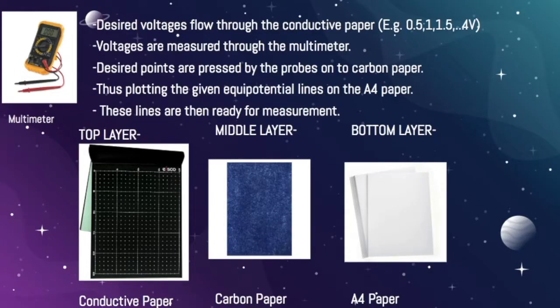In our experiment, the desired voltages flow through the conductive paper. For example, voltages that we measured were half a volt, 1 volt, 1.5, all the way up to 4 volts. Voltages are measured through the multimeter, as seen on the left. These points are pressed by the probes onto the carbon paper. The given equipotential lines are then plotted onto the A4 paper ready for measurement.